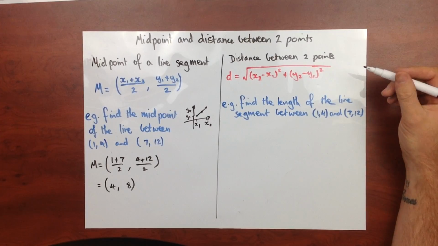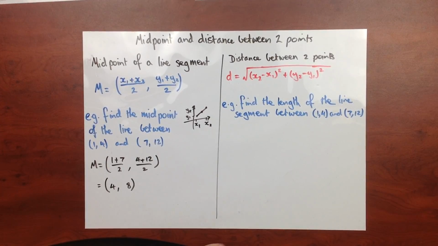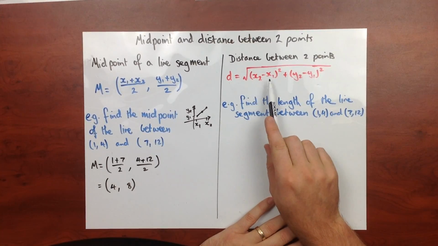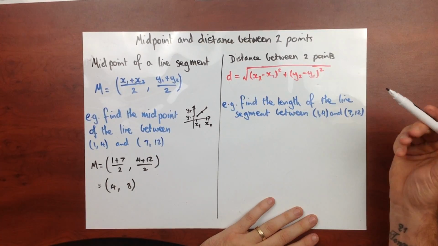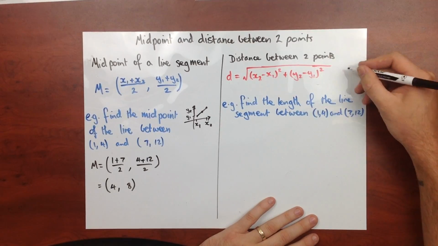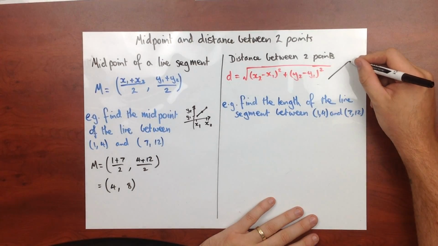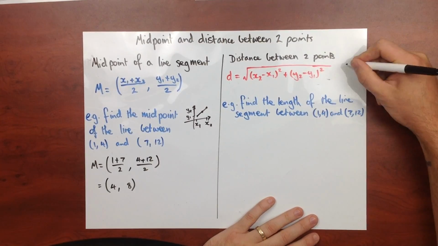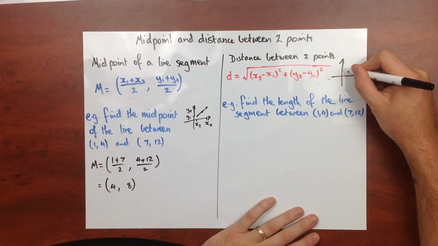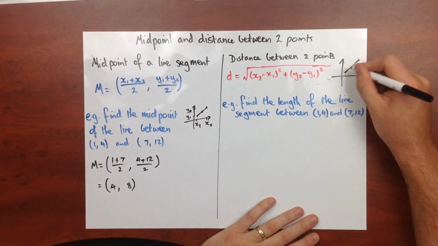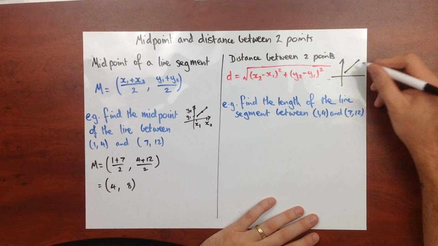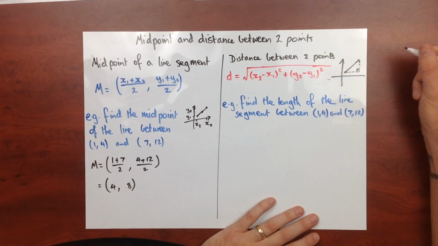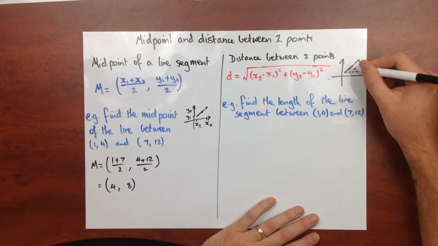Our second equation is the distance between 2 points, which is d equals the square root of x2 minus x1 squared plus y2 minus y1 squared. Now, it can look a little bit ugly, but in reality, it's just Pythagoras' theorem. So if we have a line segment here, we want to know how long that is. Well, we can simply construct a right angle triangle which allows us to use Pythagoras' theorem.